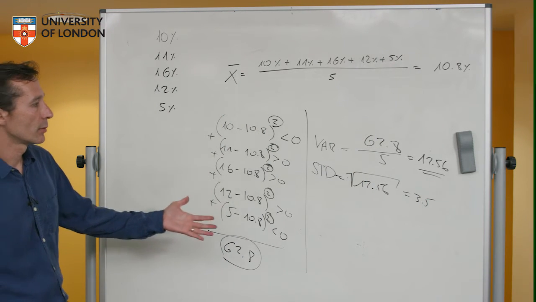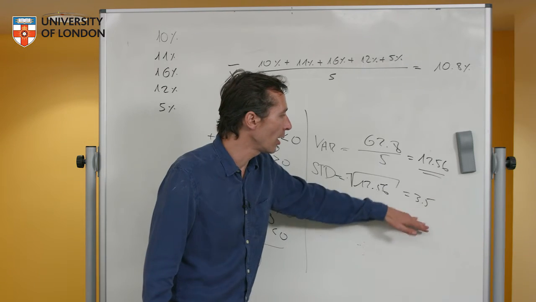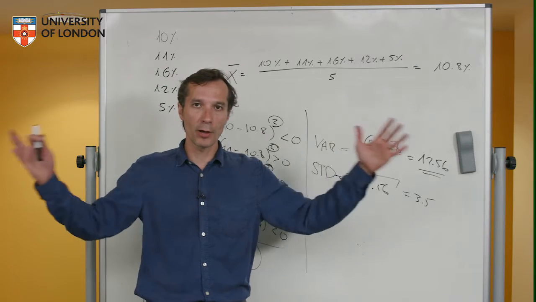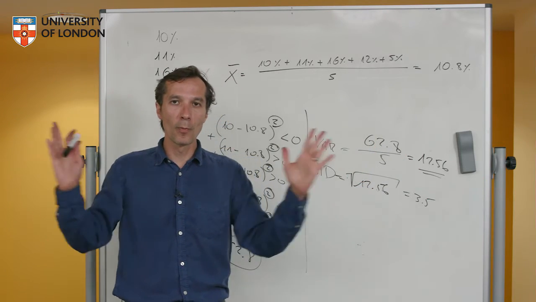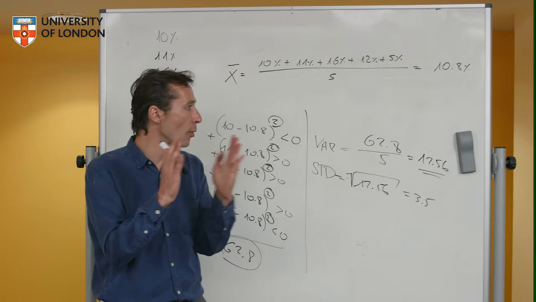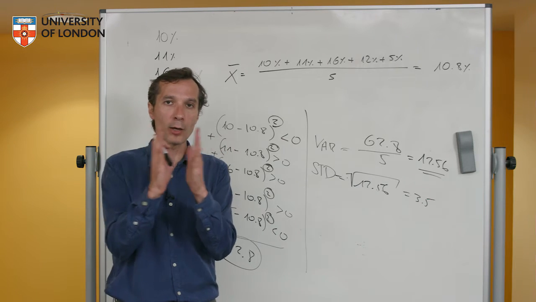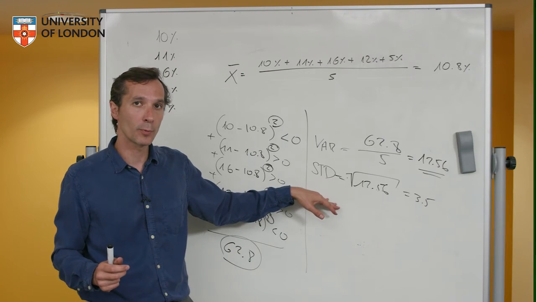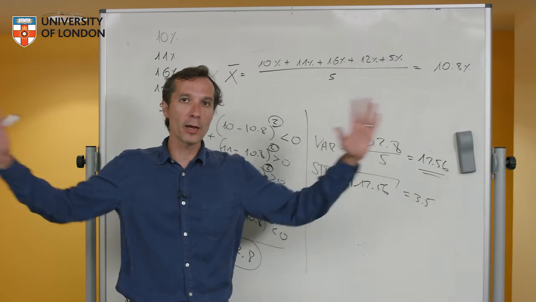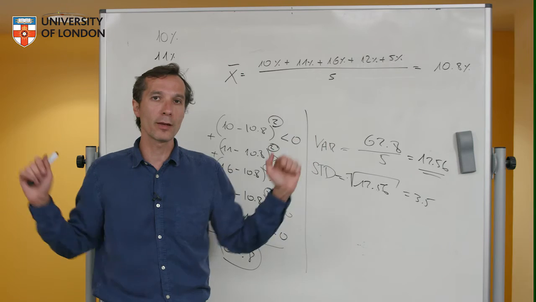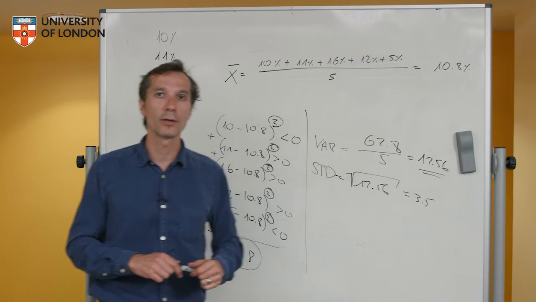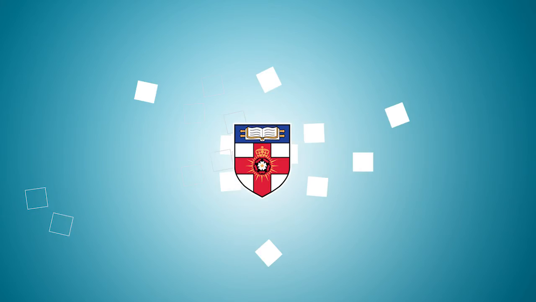In other words, the higher the figure here, the higher the dispersion around the mean. The more the observations are surrounding the mean, the closer they are to the mean, the lower the variance as well as the standard deviation will be. The further away they are from the mean, the higher the variance and the standard deviation will be.